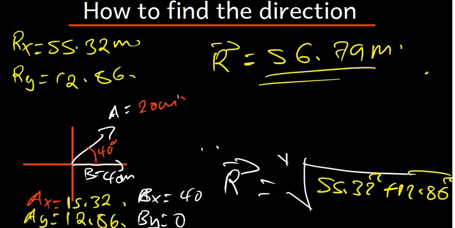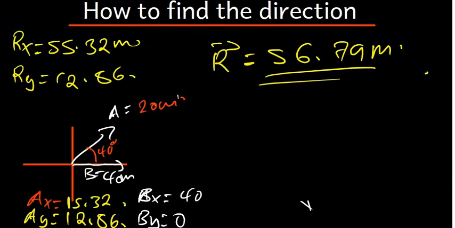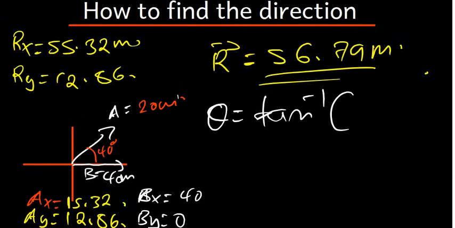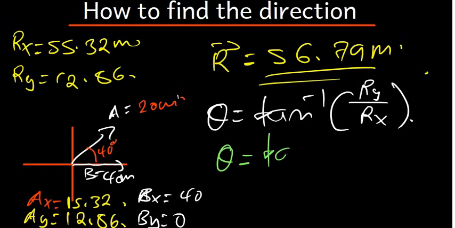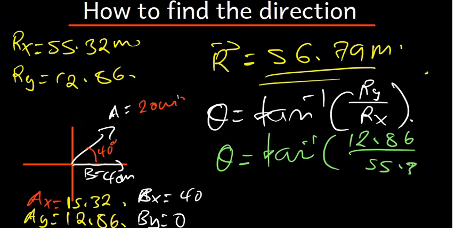Now, to find the direction, remember, we use the formula theta is equal to tan inverse of ry divided by rx. Remember, we don't have any negative, but if we had a negative, maybe negative 12, we would have ignored the negative and followed the principles. So ry is 12.86. The rx is 55.32. Let's plug in and find the value of theta.